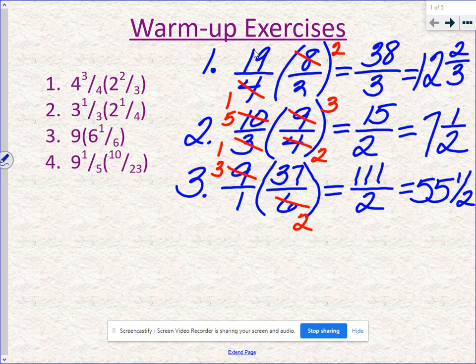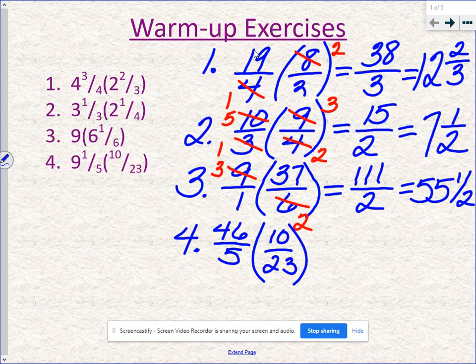And now we go to problem number 4. 9 1/5 becomes 46/5. And 10/23. All right, well, I see 5 goes into itself once, and 5 goes into 10 2 times.